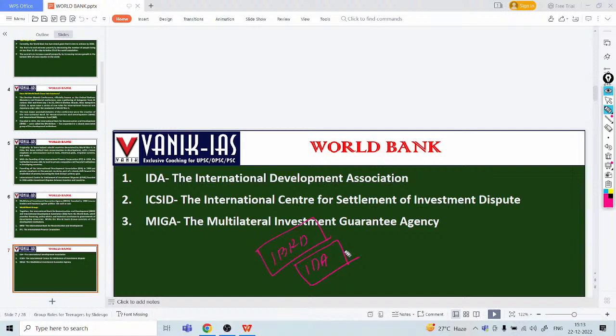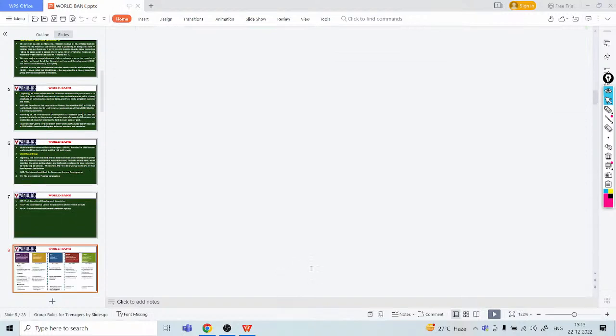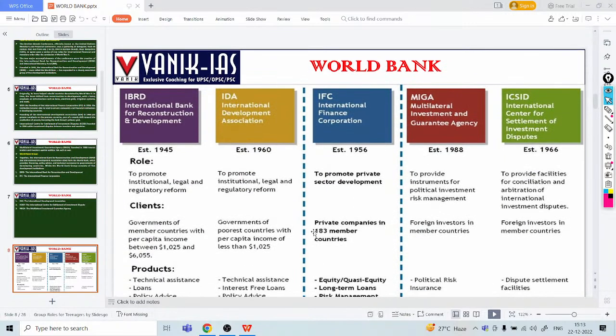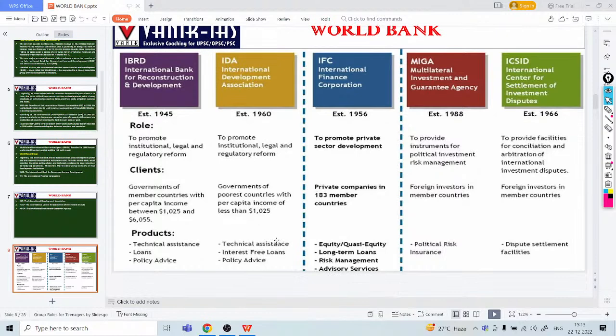Okay. Moving forward. See, detail about the five institutions. IBRD, 1945. Role is to promote institutional, legal and regulatory reforms of governments of member countries with per capita income between $1,025 and $6,055. But it provides technical assistance, loans, policy advice, etc.